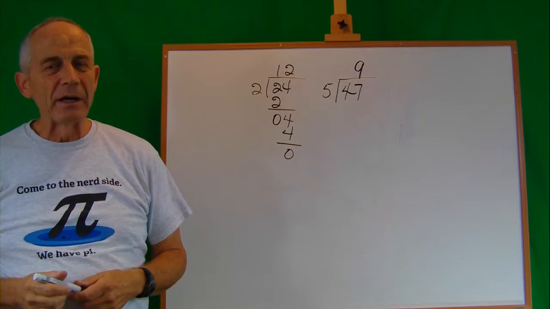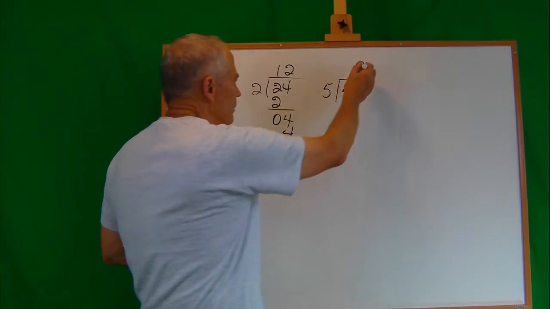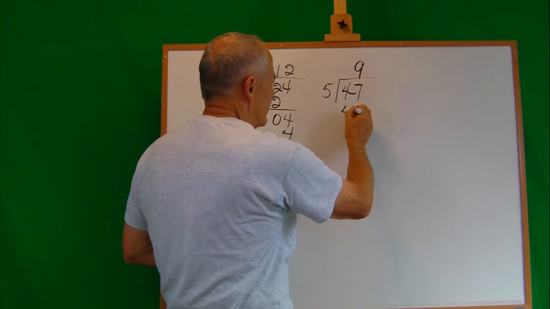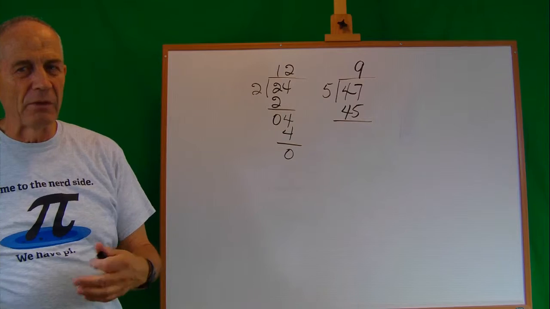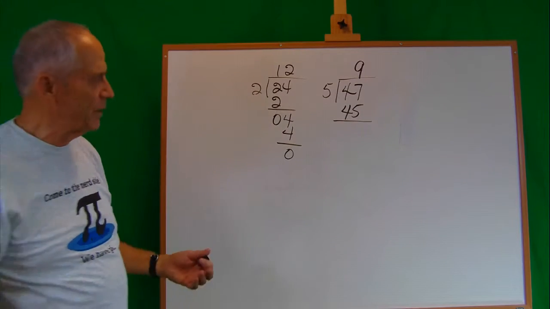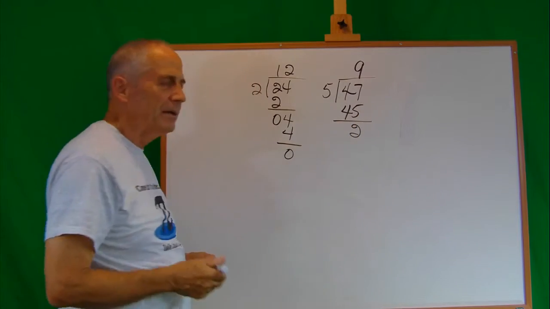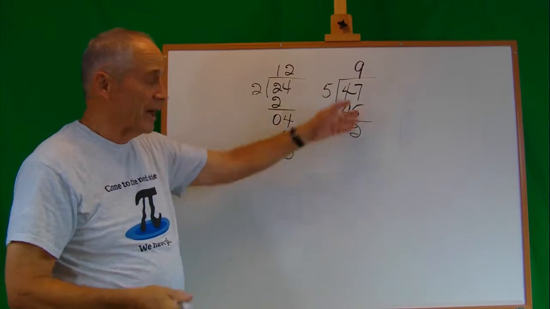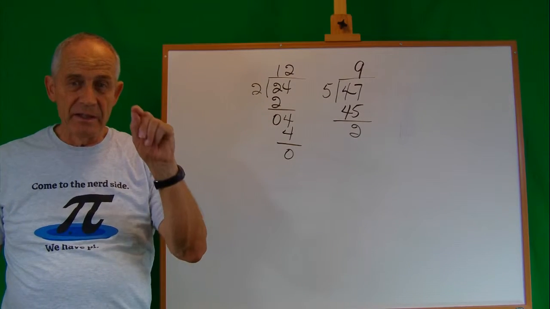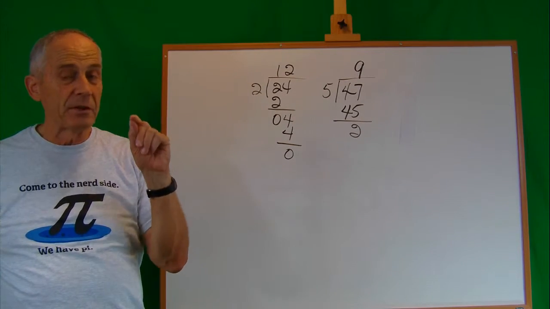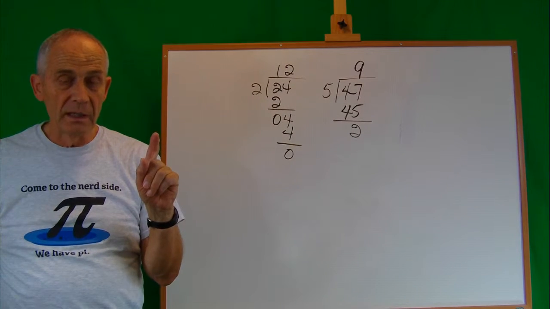Then, to see how much we've used up out of the 47 we had, we multiply these two together. We get 45. To see if there's any left over that we didn't use, we subtract. Get 2 here and 0 there. Now, there's nothing left over. So what we have here is 9 full groups of 5 with 2 left over.